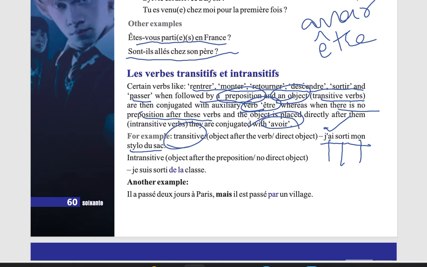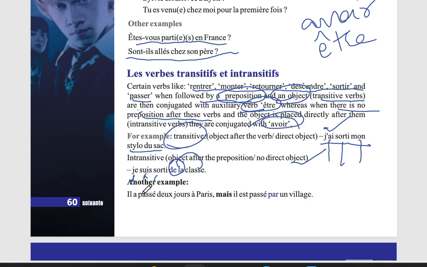Okay, intransitive. Intransitive means no direct object. See, je, subject, suis, être verb, sorti, de la classe. De la classe is the preposition, right? It means before the object there is a preposition. Then we have to use the être verb, with only these six verbs, not the other ones.